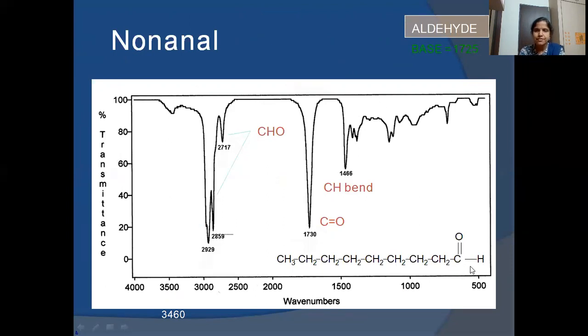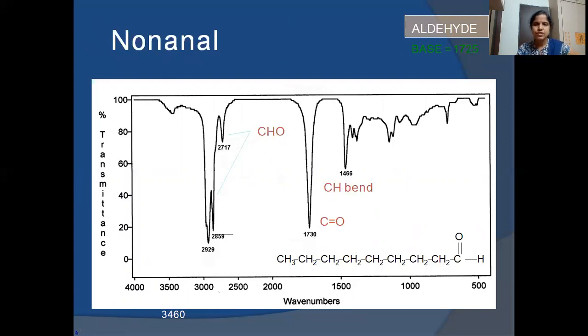How to identify whether it is an aldehyde or ketone? Again, from the 3000 mark, start looking for the bands. Just below 3000, it is sp3 CH stretching vibrations, and the C=O band at 1730, a very intense band.